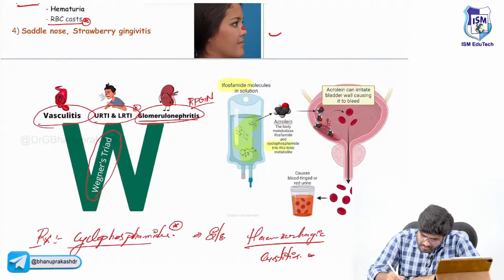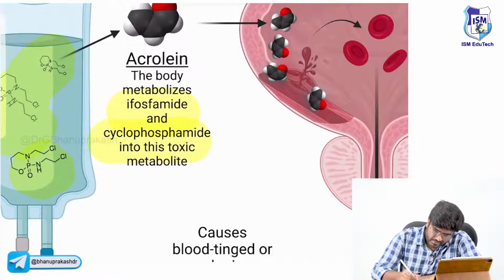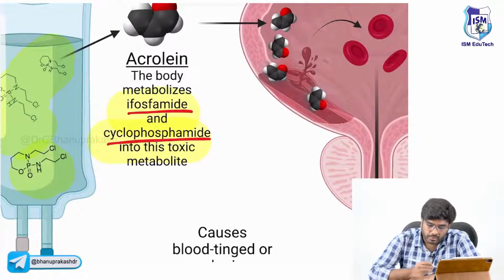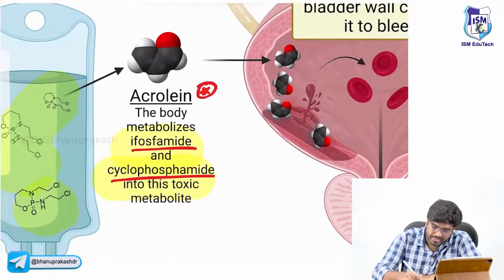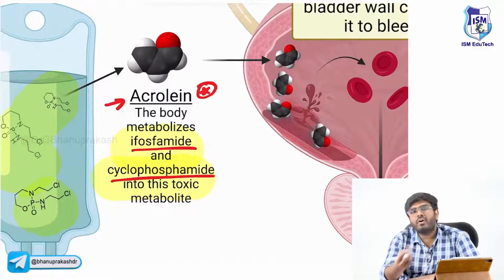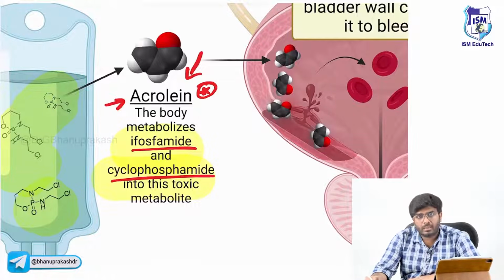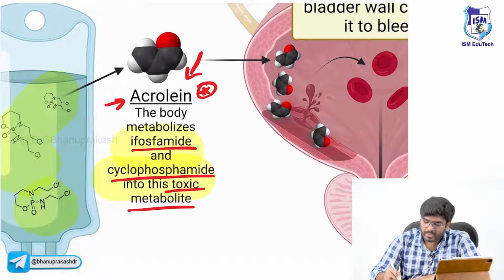Cyclophosphamide and ifosfamide are going to be broken down in our body into a substance called acrolein. This is an MCQ. The cyclophosphamide you have given is going to be broken down into a substance called acrolein. It is something toxic to our body, a toxic metabolite.